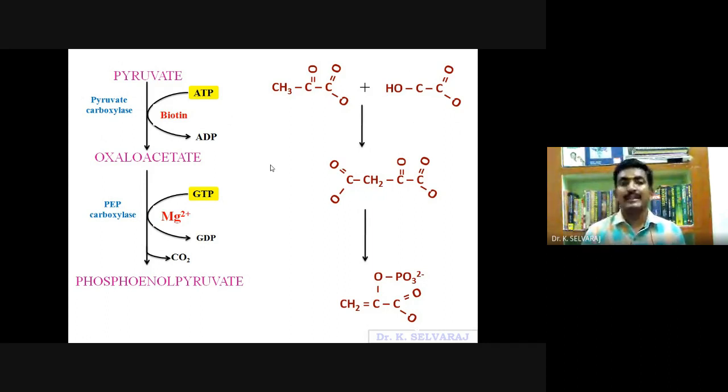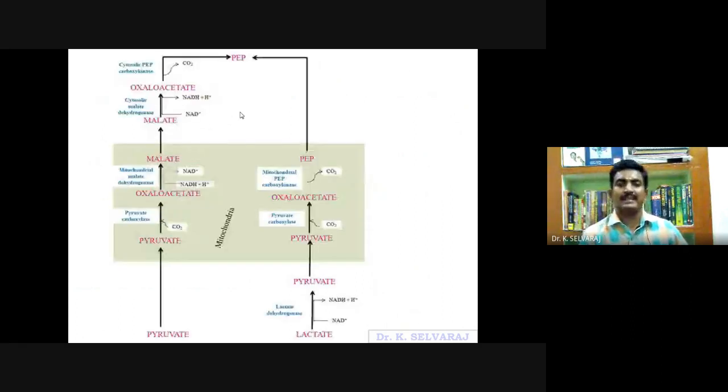So the oxaloacetate is converted into malate, because oxaloacetate cannot be transferred directly to the cytosol, as the oxaloacetate transporters are not present in the mitochondria. So it is converted into malate, and then malate is transferred to the cytosol. In the cytosol, the malate is again converted into oxaloacetate, and then oxaloacetate is converted into phosphoenolpyruvate through PEP carboxykinase. These steps clearly explain how pyruvate is converted into phosphoenolpyruvate.